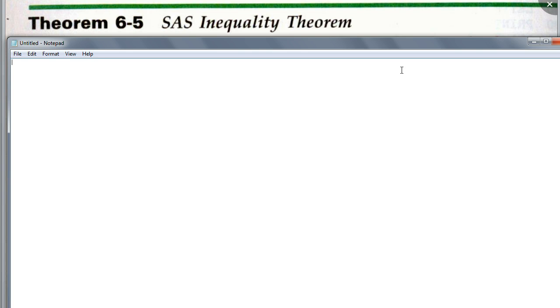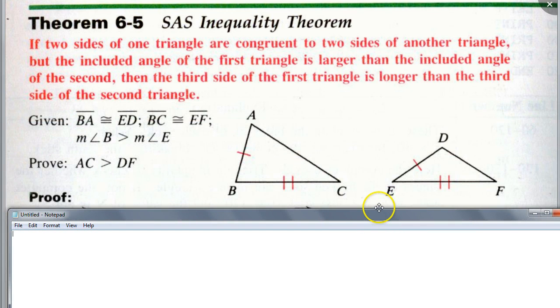Of course, to describe this, unfortunately, it takes more than a couple of words. But the idea is really simple. So who wants to read this? Go ahead, Austin. If two sides of one triangle are congruent to two sides of another triangle, but the included angle of the first triangle is larger than the included angle of the second, then the third side of the first triangle is longer than the third side of the second triangle. Good.